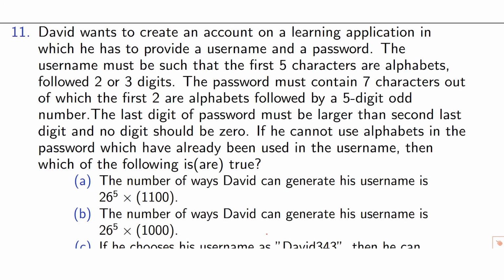Question number 11. David wants to create an account on a learning application in which he has to provide a username and a password. The username must be such that the first 5 characters are alphabets followed by 2 or 3 digits. And the password must contain 7 characters, out of which the first 2 are alphabets followed by a 5-digit odd number. The last digit of the password must be larger than the second last digit and no digit should be 0. If you cannot use alphabets in the password which have already been used in the username, then which of the following is true? So first let's collect all the information.